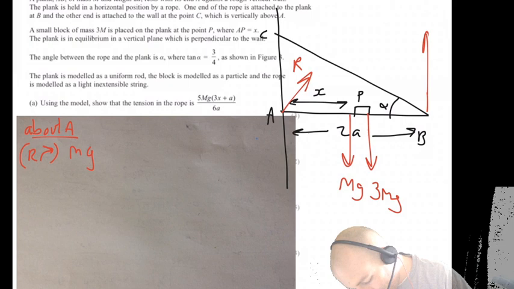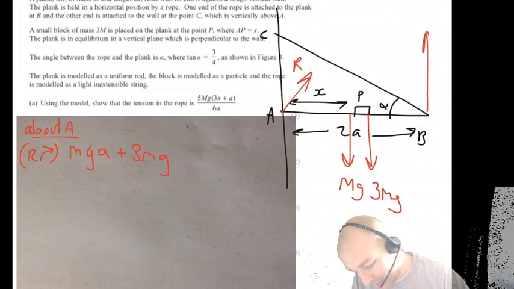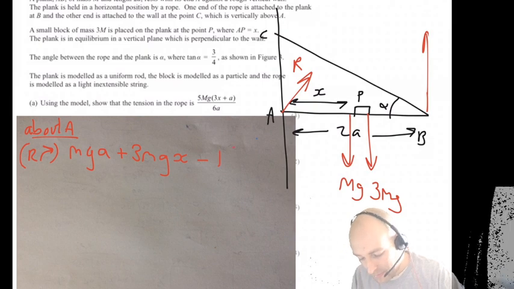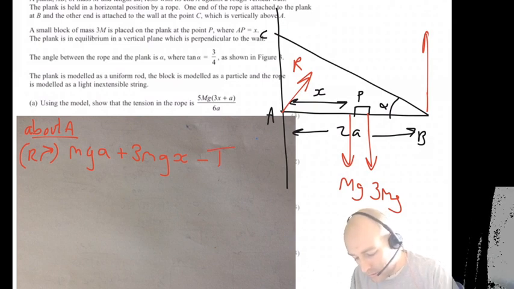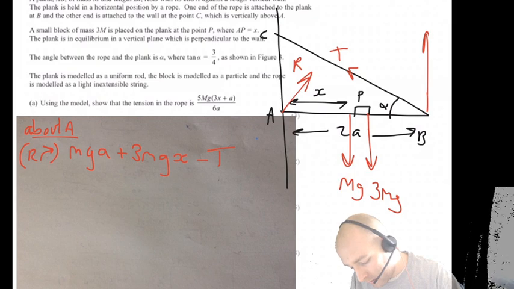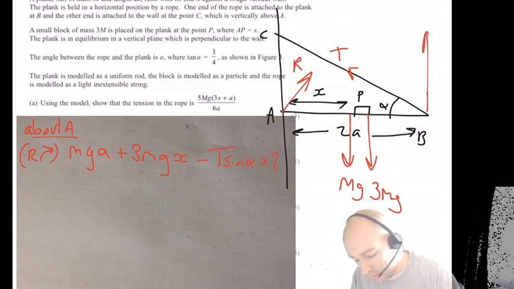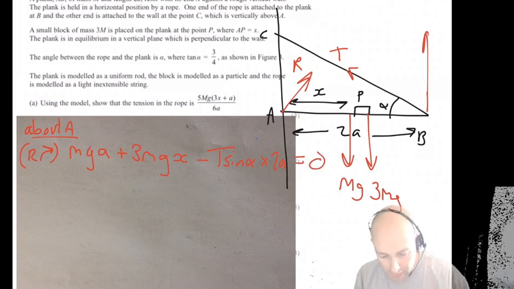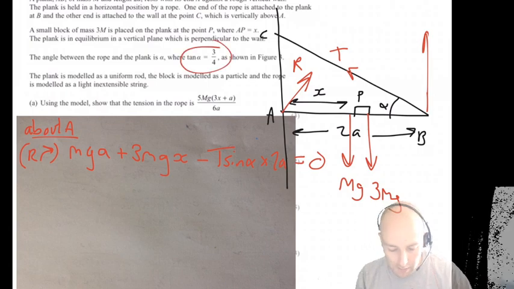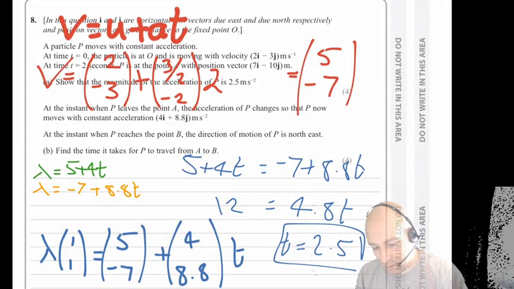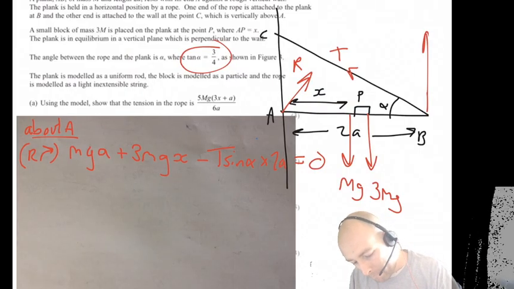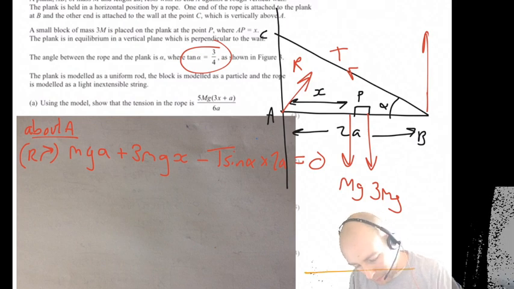So we've got mg times a plus 3mg times x, take away T, well, T's there, it's going to be T sine alpha times 2a. And that should all equal 0. So what we need to do is rearrange this. Because tan alpha is 3/4, again, similar to a question we did earlier.